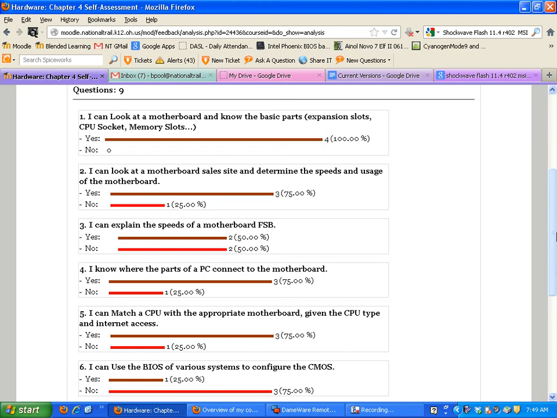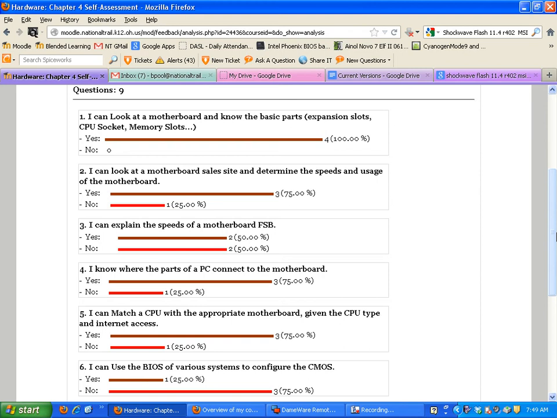Okay, I explained the speeds of the motherboard front side bus. It syncs up with the what? And the clock. Yeah, it's determined by the clock. The clock sets the speed of the front side bus, but the motherboard itself syncs up with the speed of the CPU.